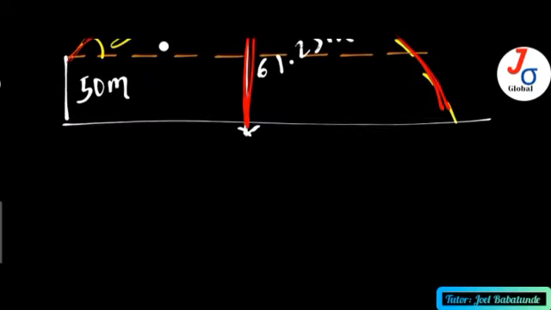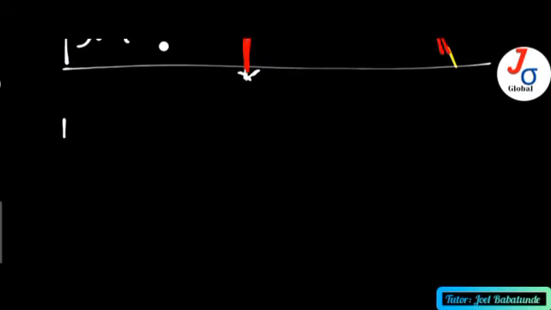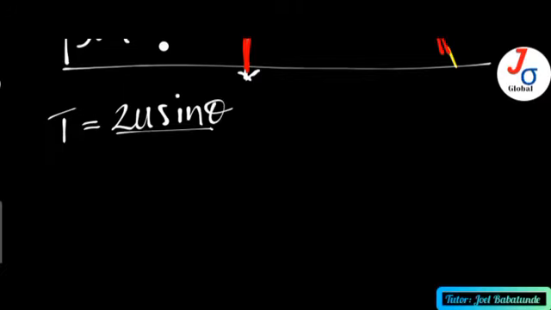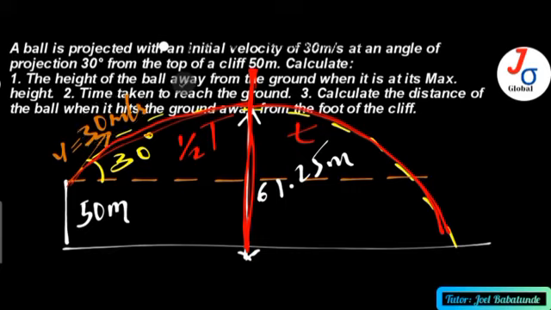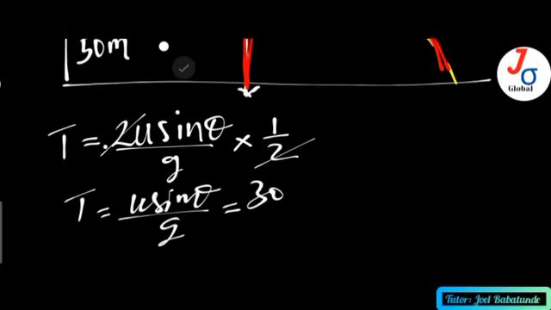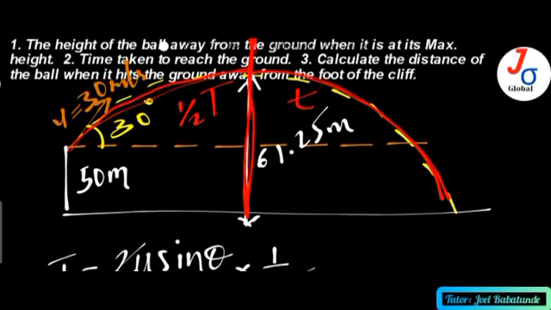So what's the formula for the first case? The first case has to be 2u sine theta over g. Now, since we're doing just half, I'm going to multiply that by half of this. So 2 cancels out 2, and t now becomes u sine theta over g. So what's my u? My u is 30 meters per second. 30 multiplied by sine, what's my theta? My theta is 30 degrees.